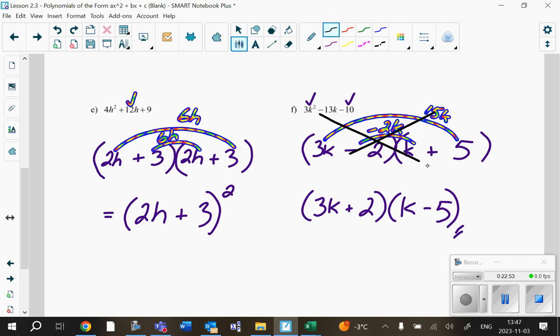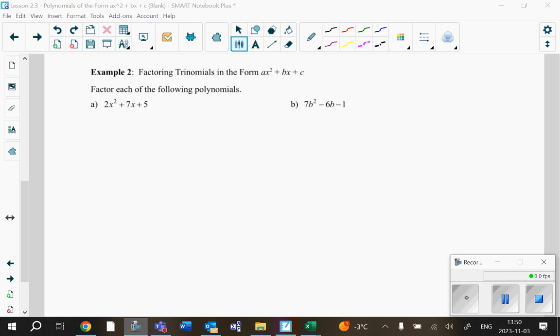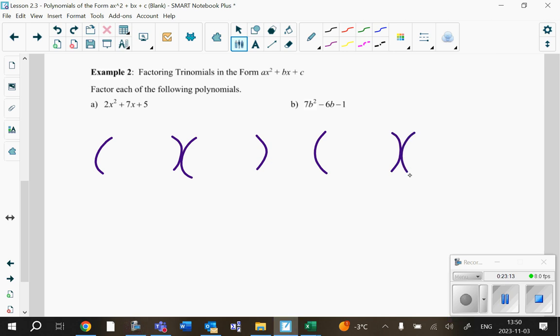Okay, let's jump back to A and B. I want you to do both of those. Try both of those, and then we'll go over those together. First two terms have to be? 2x times x. Yes. Signs have to be? Everything's positive. So now it's either going to be 5 and 1 or 1 and 5.